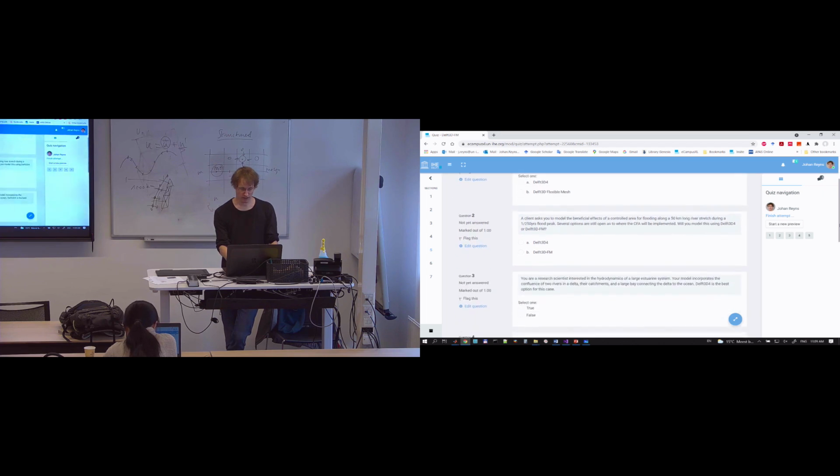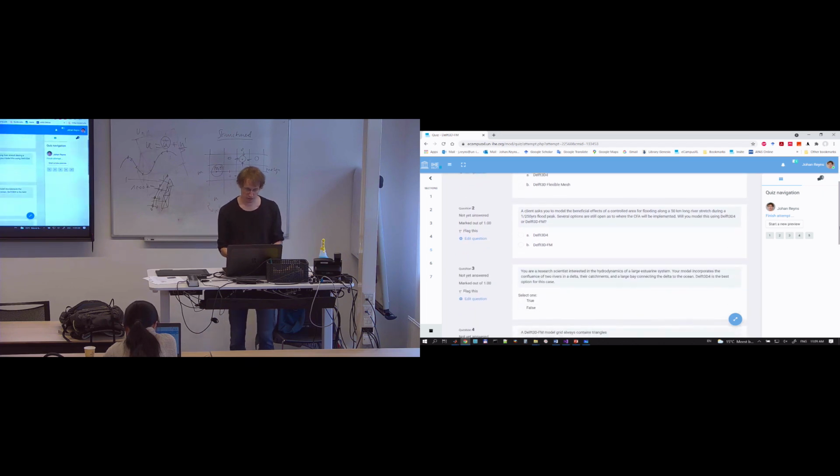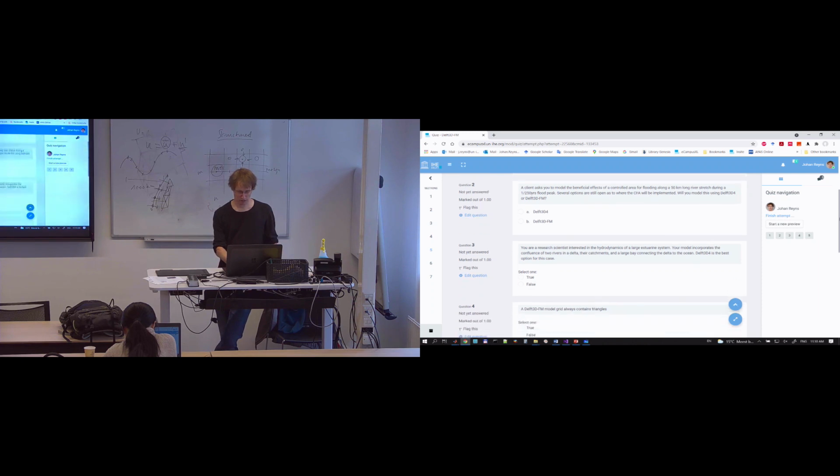Question 2. A client asks you to model the beneficial effects of a controlled area for flooding along a 50-kilometer river stretch during a 1 in 250 years flood peak. There are several areas that are candidates where this controlled flooding area will be implemented. Do you model this using FM or Delft3D4? Why? Because I have different areas, I can change the resolution and focus on the area of interest. Exactly. So there, FM would indeed be the best option, I think.